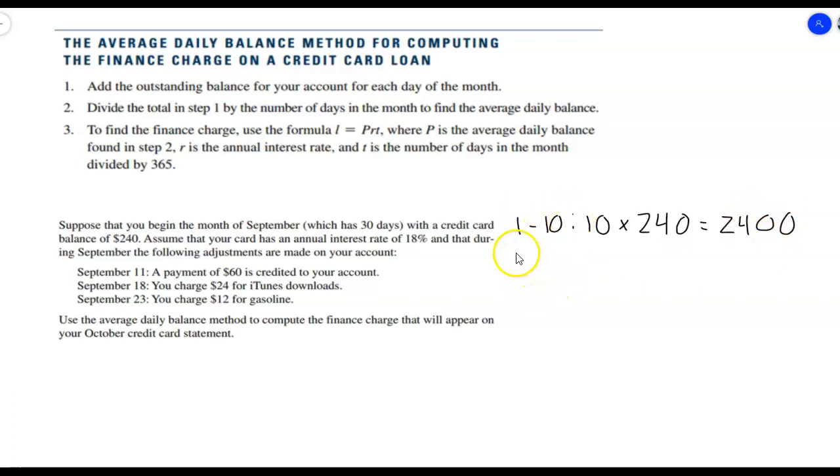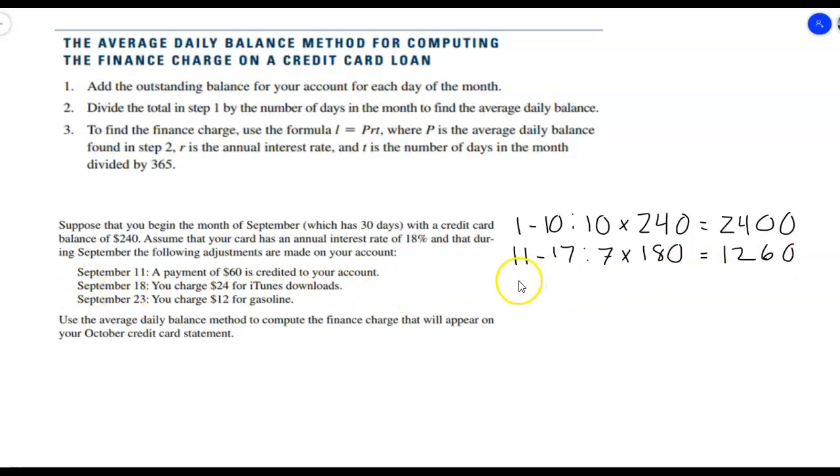Now let's take a look at the 11th through the 17th, because it's right up until this day. It's going to be $60 less than that. So this is 7 days there. You can count it up: 11, 12, 13, 14, 15, 16, 17. And so that's going to be 7 times the new balance, which is the $240 minus that $60 payment that we made. So that's going to be 180 there. And if you multiply those two together, I'm cheating because I'm looking at it, but that's going to be 1,260.